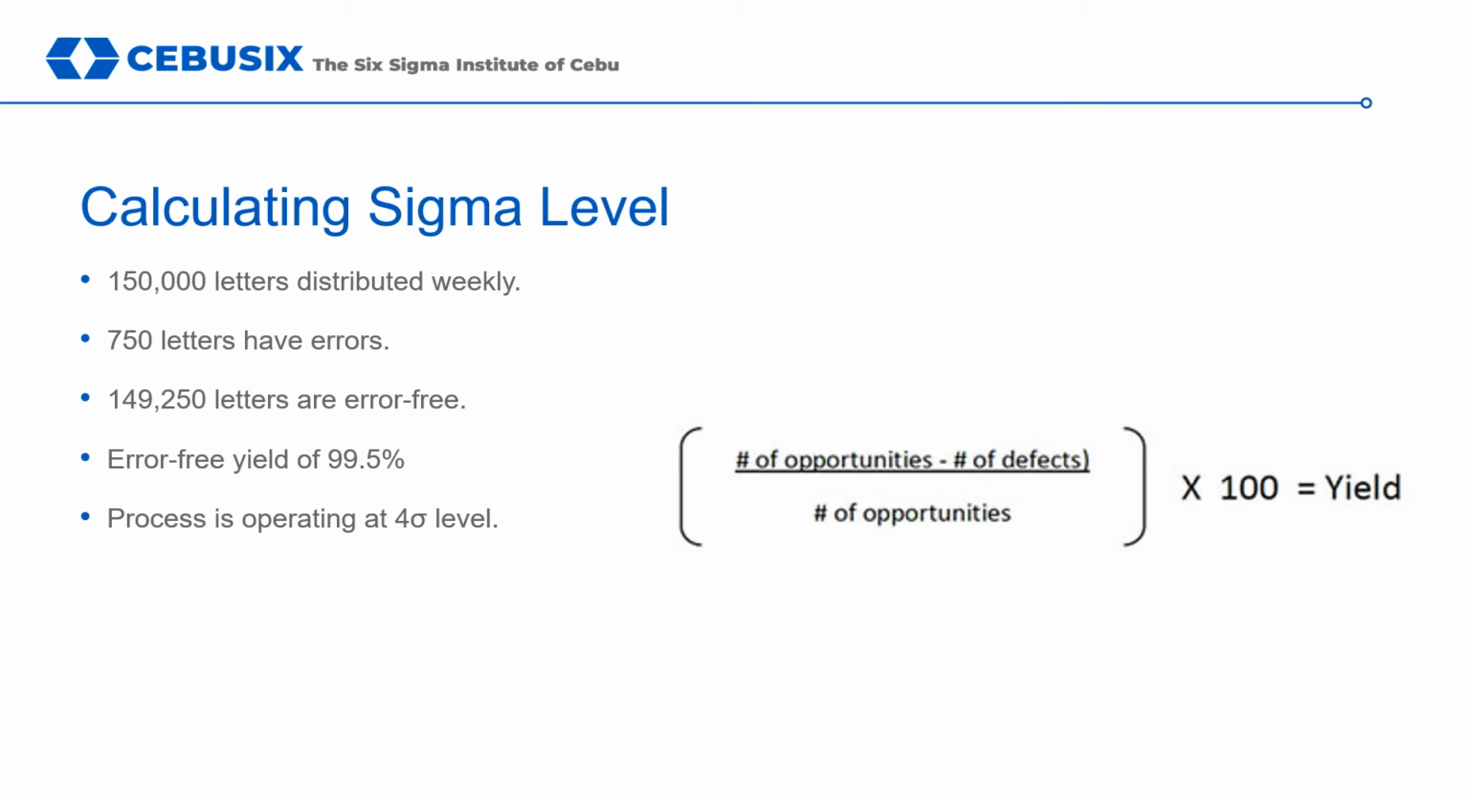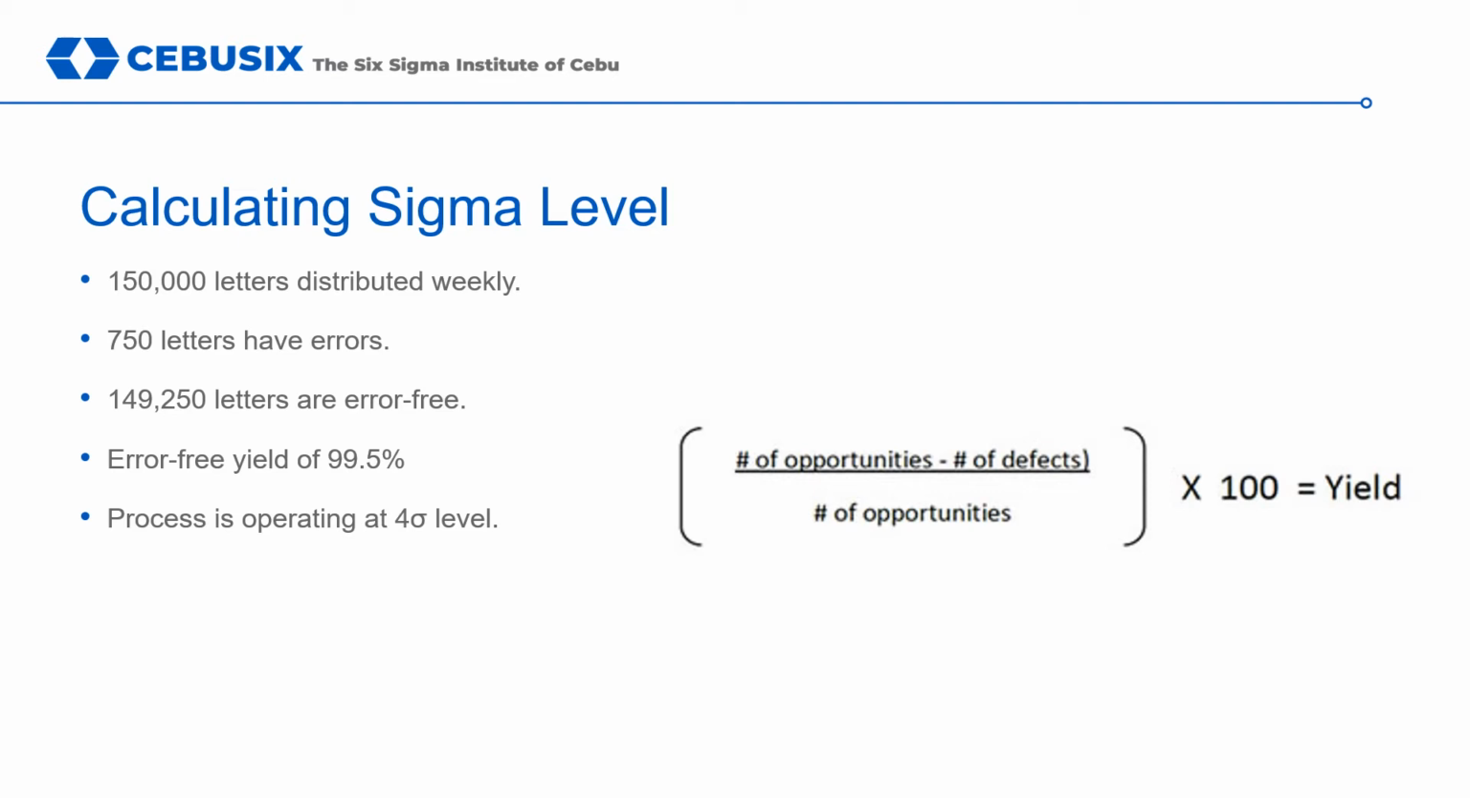Organizations and teams can calculate the Sigma level of a product or process by dividing the number of opportunities minus the number of defects by the number of opportunities, and then multiplying that by 100. This will provide you with the error-free yield percentage.